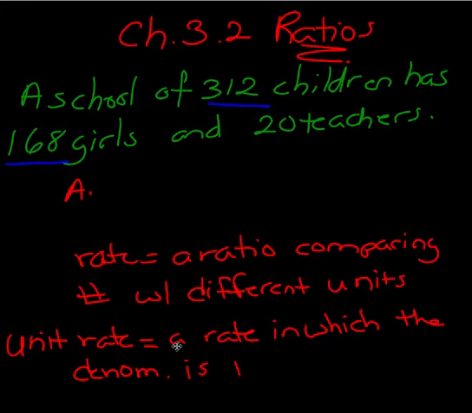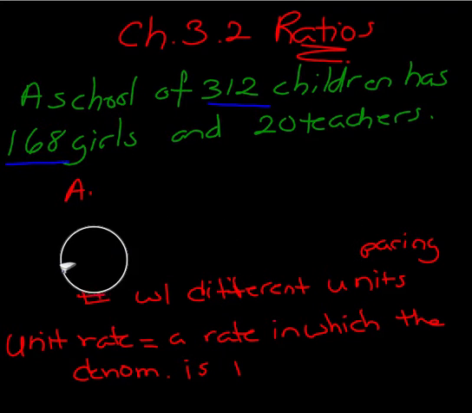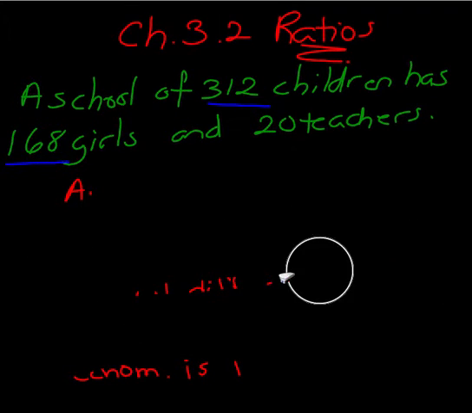And then a unit rate is simply a rate in which the denominator is 1. So let's see, what does that actually look like? All right, so using the same problem, now I'm about to erase this. If you need this and you don't have it, pause it so you can write it. Okay, so what does that actually look like? What does that mean? All right, so that takes us to our next problem.